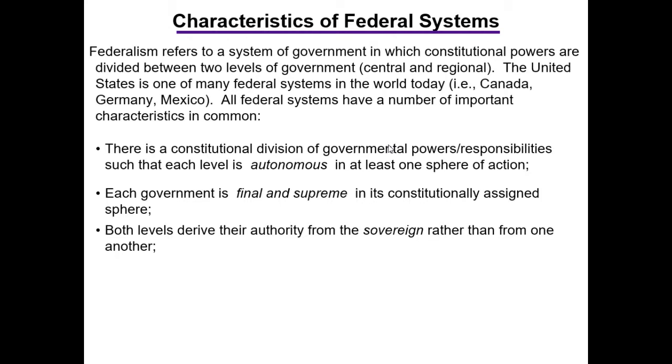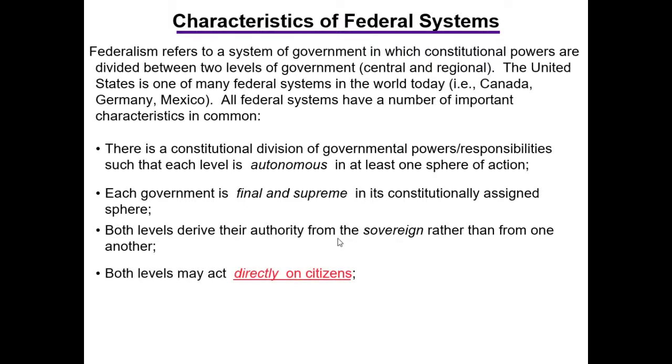They delineate that in a written constitution that begins with the words, we the people. Here are the powers that the people want the national government to have. Here are the powers that the people want the state governments to have. So they both get their authority from the Constitution. And it must be consistent with the Constitution, as we said.